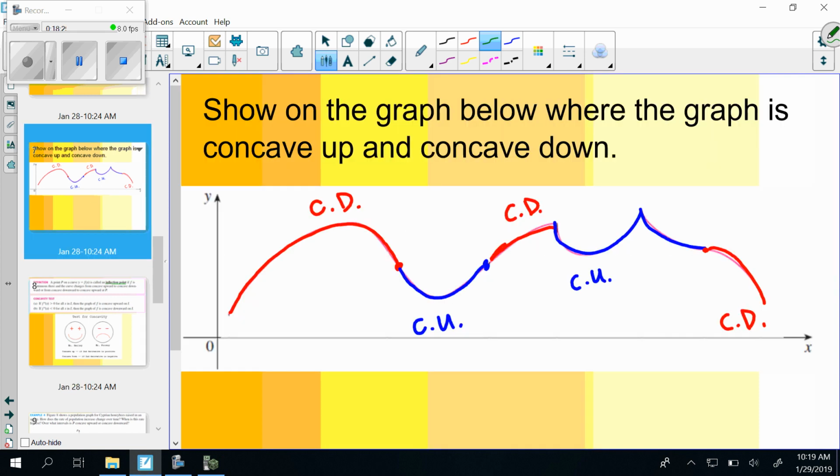So in this example, when we were looking for these, this would be an inflection point right here, somewhere around that location. This would be an inflection point. Here we're changing, and then here would be an inflection point. So anywhere you switch from concave up to concave down, inflection points.